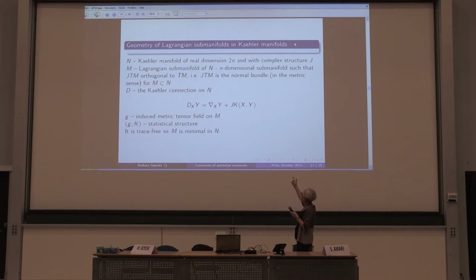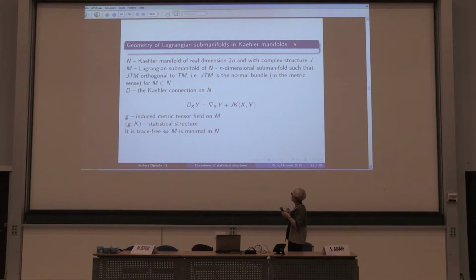So here, the last source I'd like to mention, the source of statistical structures, is the theory of Lagrangian submanifolds in Kähler manifolds. So we have a Kähler manifold of real dimension 2n with a complex structure J. We have a Lagrangian submanifold M. That means it's a real n-dimensional submanifold such that J of TM is orthogonal to TM. So J of TM is the normal bundle for M.